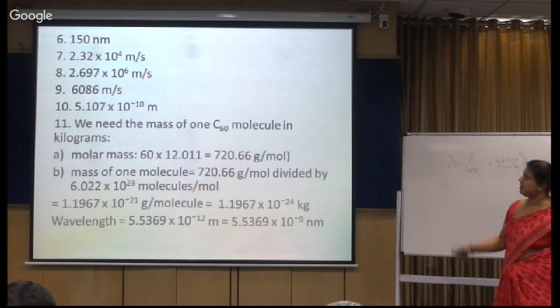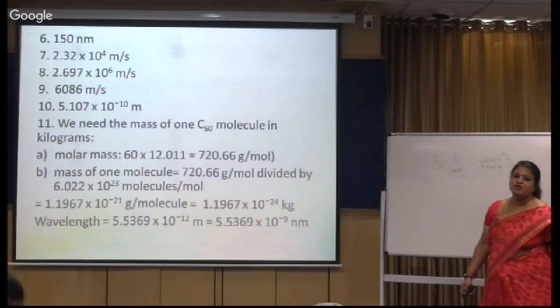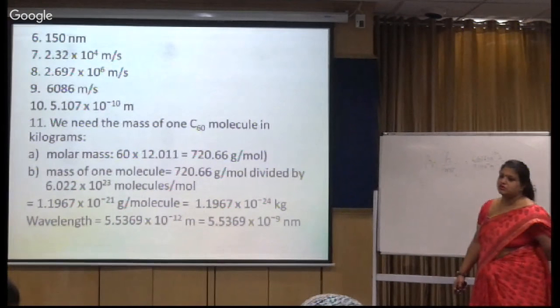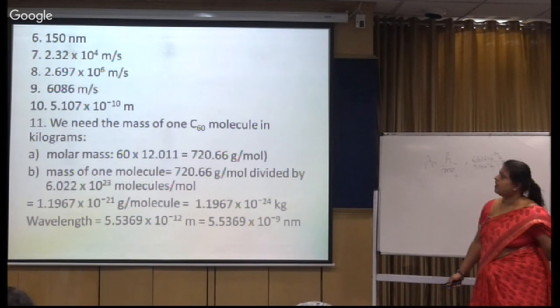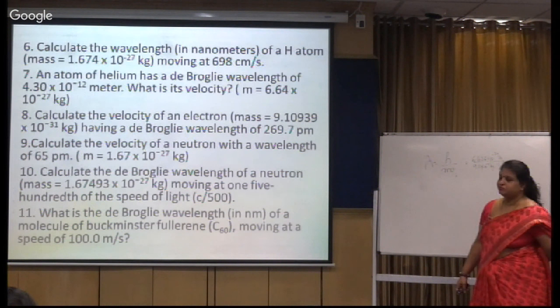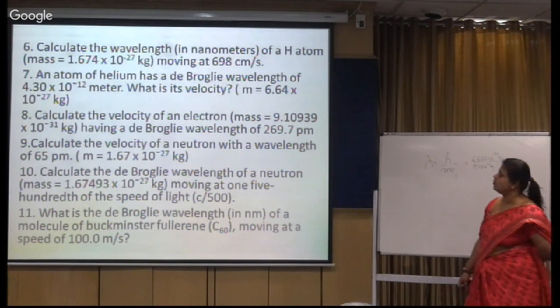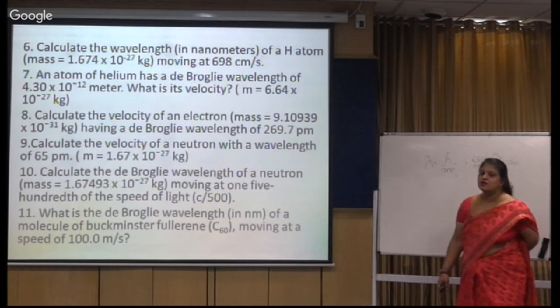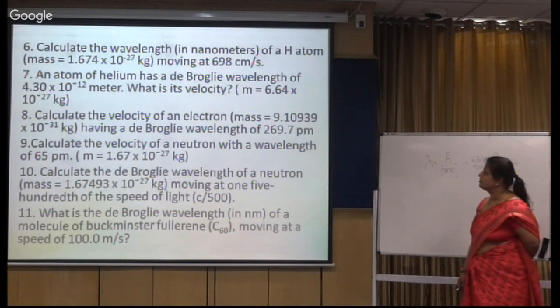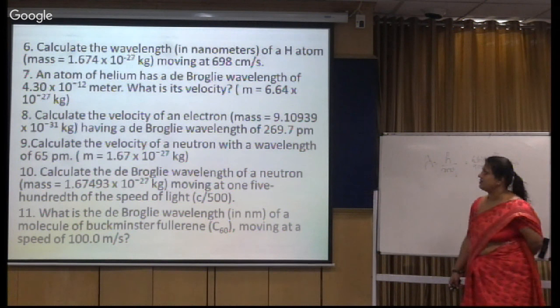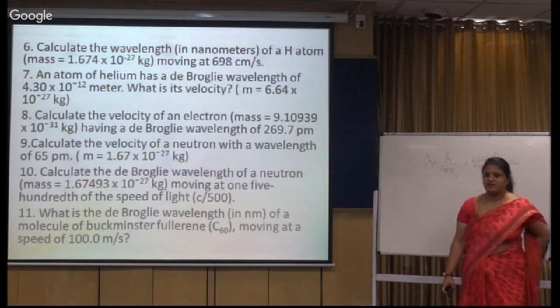Okay. The answer for this is 150 nanometer. Move on to the next one. An atom of helium has a de Broglie wavelength of 4.30 into 10 to the power minus 12 meter. What is its velocity? Mass is 6.64 into 10 to the power minus 27 kg.